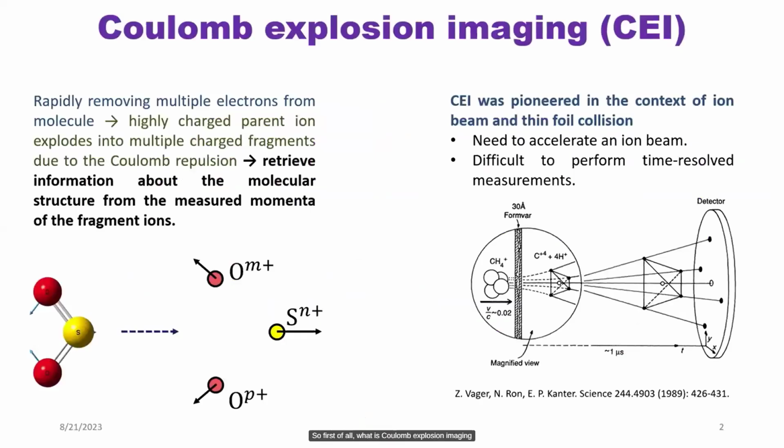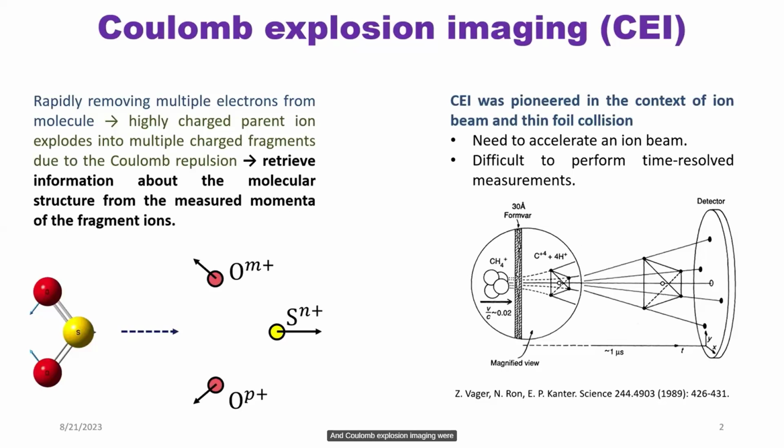First of all, what is Coulomb explosion imaging, or CEI for short? Basically, the idea is very simple. We want to ionize the molecules, remove many electrons, and then the molecules get highly charged and dissociate into multiple ions because of the Coulomb repulsion. Then we measure the fragment ions, and from their momentum we try to deduce information about the molecular structure.